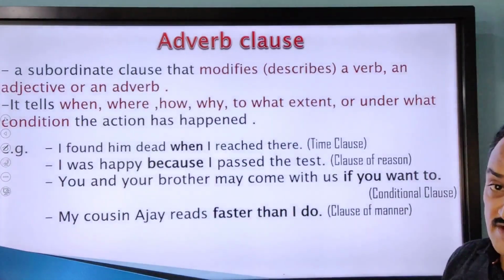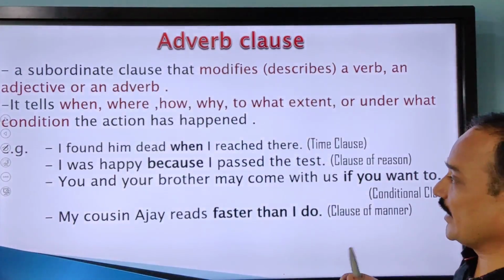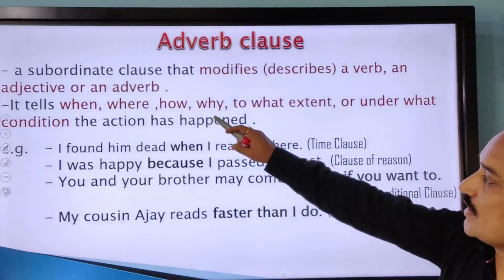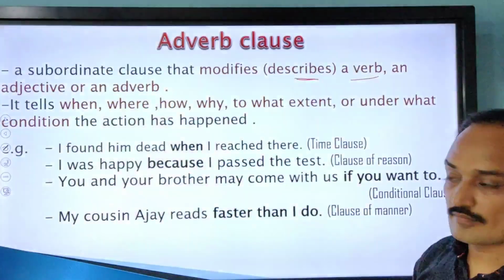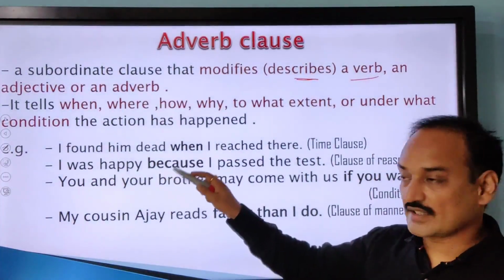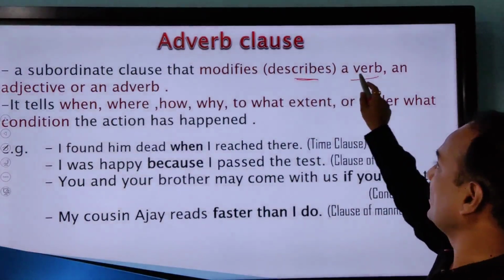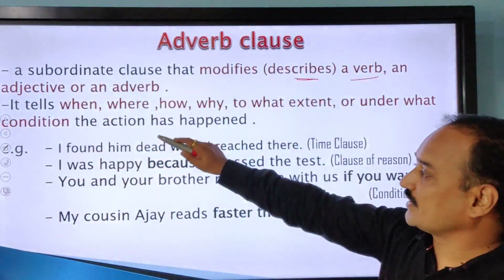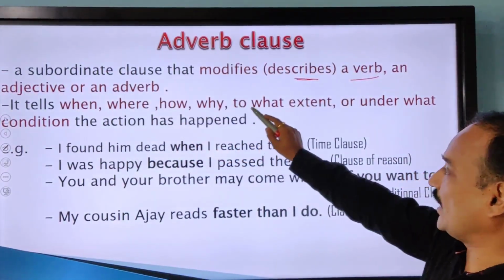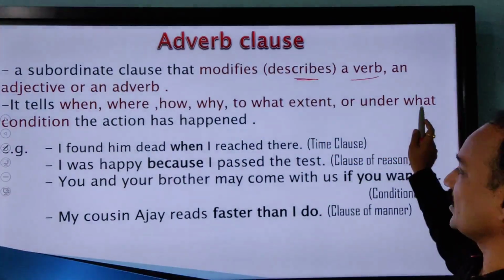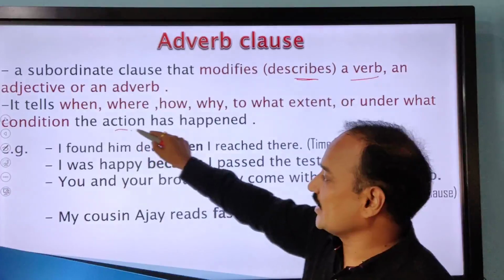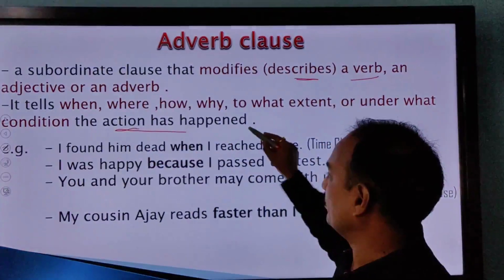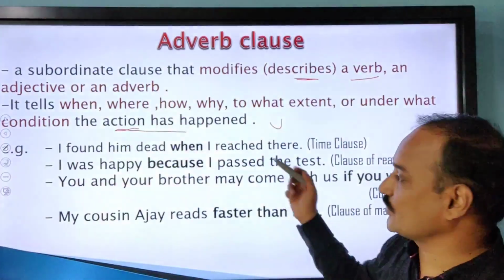Last one, which again has some more varieties. Adverb clause: a subordinate clause that modifies or describes a verb. In the main clause, what verb is there? It is described by this adverb clause. It tells when, where, how, why, to what extent, or under what condition the action has been taken. Action means, obviously, verb. When we think of action, it means verb.